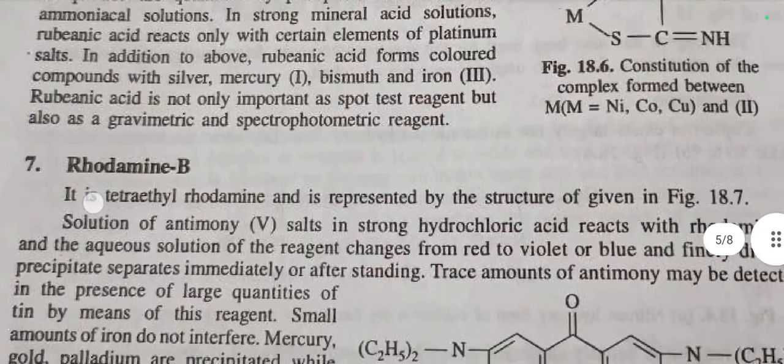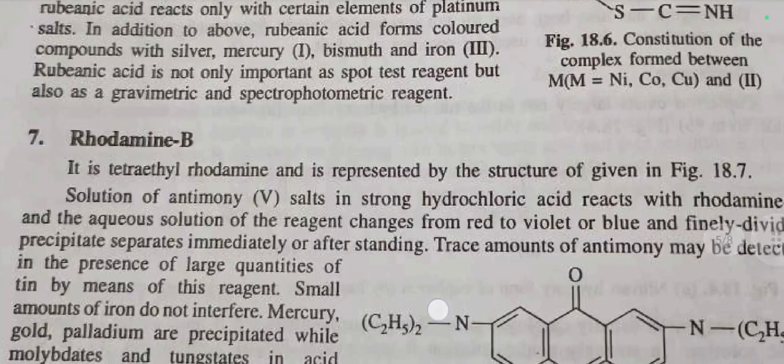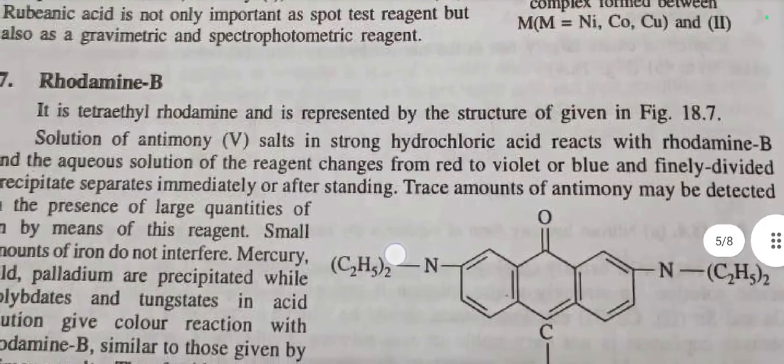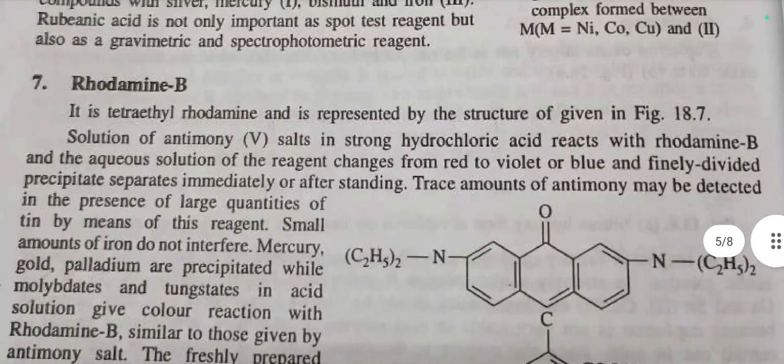Seventh, rhodamine B. It is tetraethyl rhodamine and is represented by the structure as given in the figure. Solutions of antimony(V) salts in strong hydrochloric acid react with rhodamine B, and the aqueous solution of the reagent changes from red to violet or blue, and finally a finely divided precipitate separates immediately or after standing. Trace amounts of antimony may be detected in the presence of large quantities of tin by means of this reagent. Small amounts of iron do not interfere.